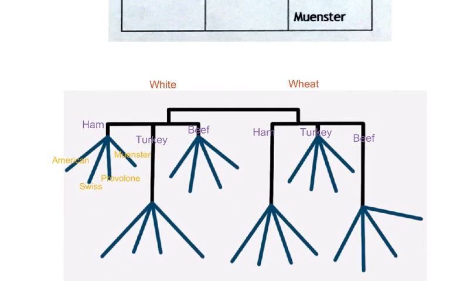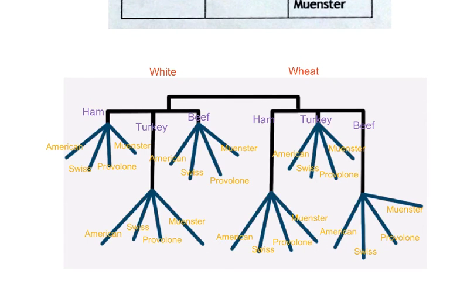So the stages of our tree diagram: our first stage is a 1/2 probability, the second stage is a 1/3 probability, and the third stage is a 1/4 probability. So here's that tree diagram with every possible option.